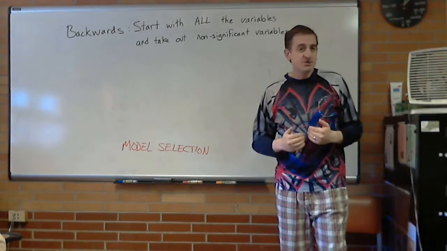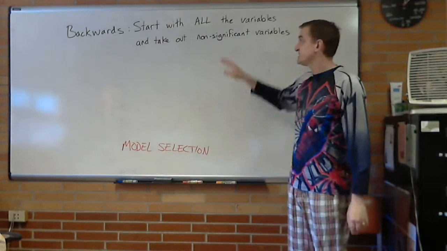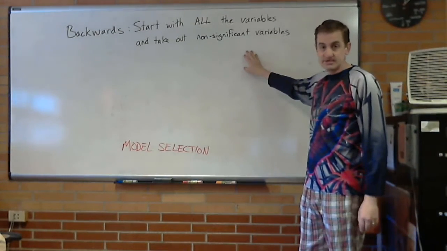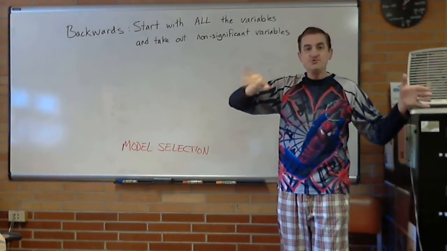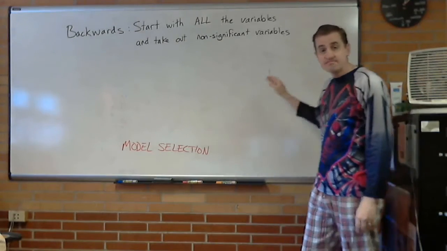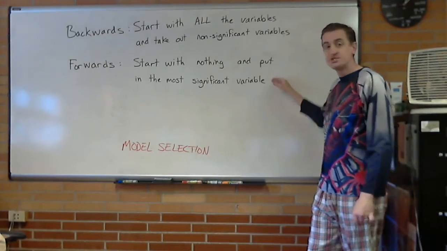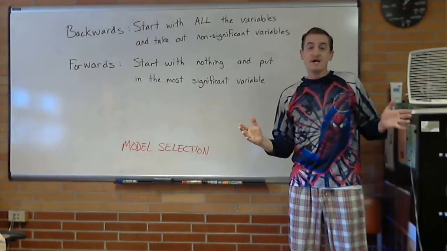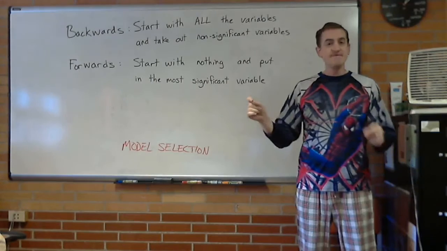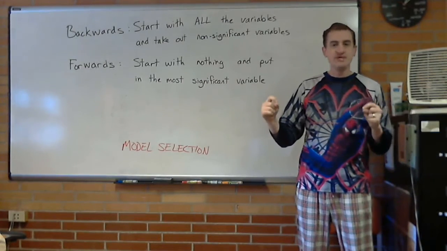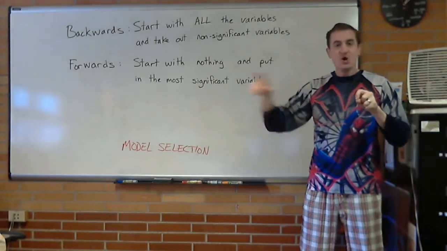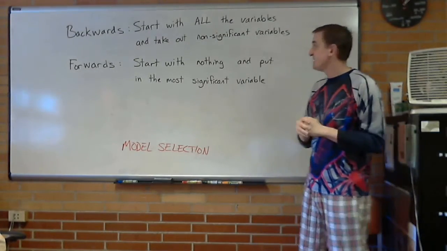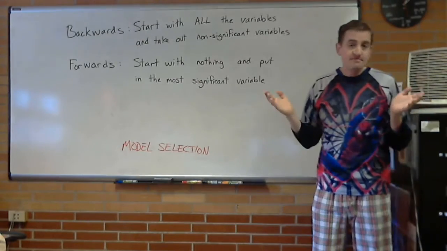The method I'm going to show you, and the method we emphasize in this class, is called backwards model selection. It's called backwards because you start with everything and then you chop stuff out. There's another method called forward selection where you start with nothing and then you look at all the variables and say, if I only had this variable, which one would give me the best p-value? And you add it in, and then you do it again until you get all the variables that have significant p-values. Both of these are valid methods.